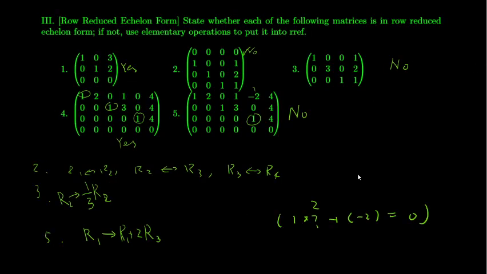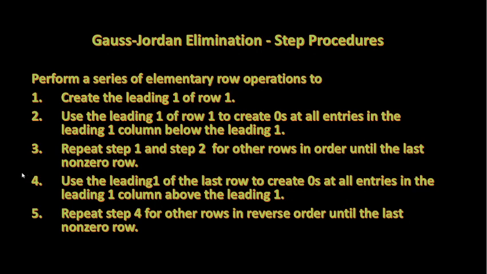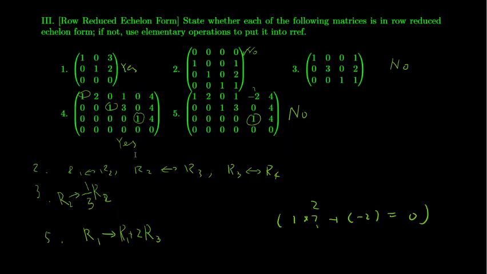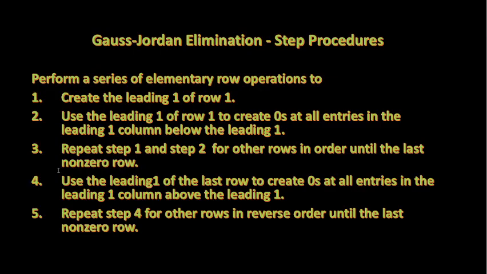If you look at the step procedures, we are done step 3. So basically, we made all the numbers right below the leading ones zeros. And then we're going to do step 4. For step 4, we start from the last row.